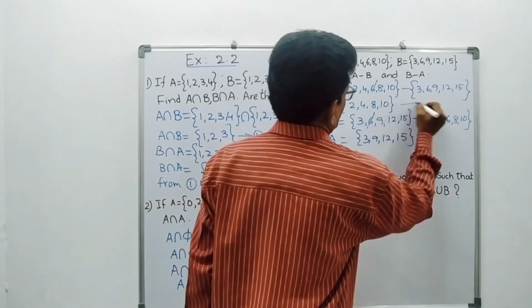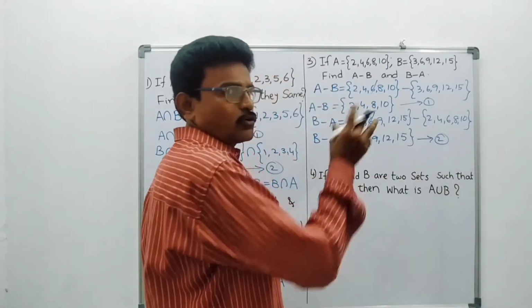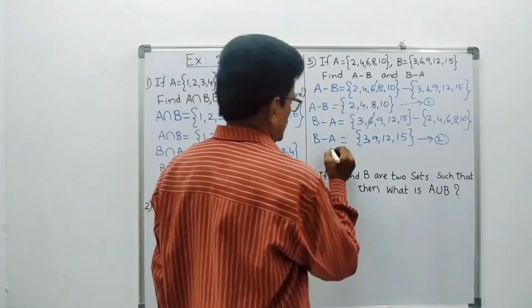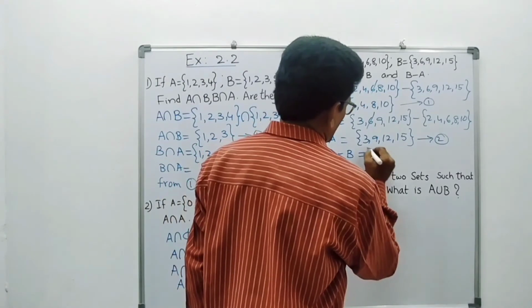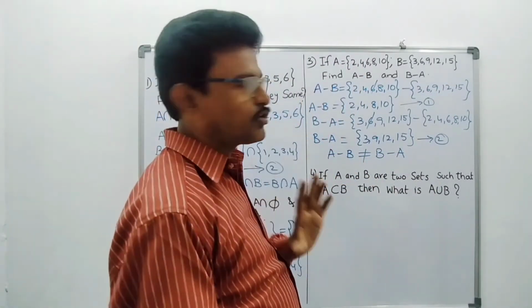You can write A minus B, that is first equation. B minus A, this is second equation. What do you notice? You will be asked sometimes like that. We can write here A minus B not equal to B minus A. Okay? From equation 1 and 2, A minus B not equal to B minus A.